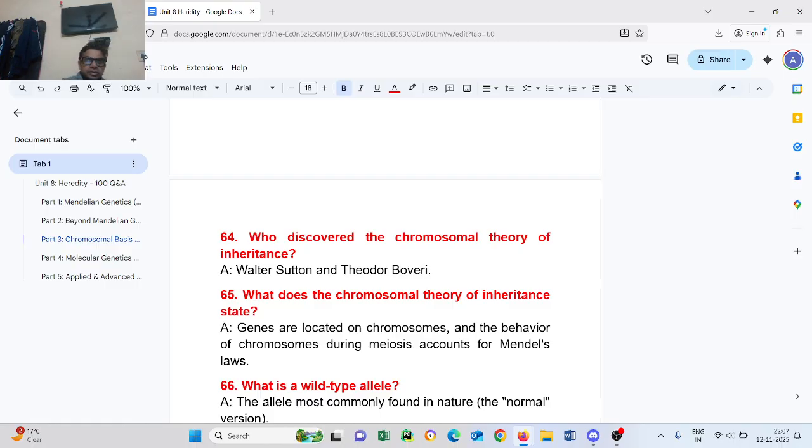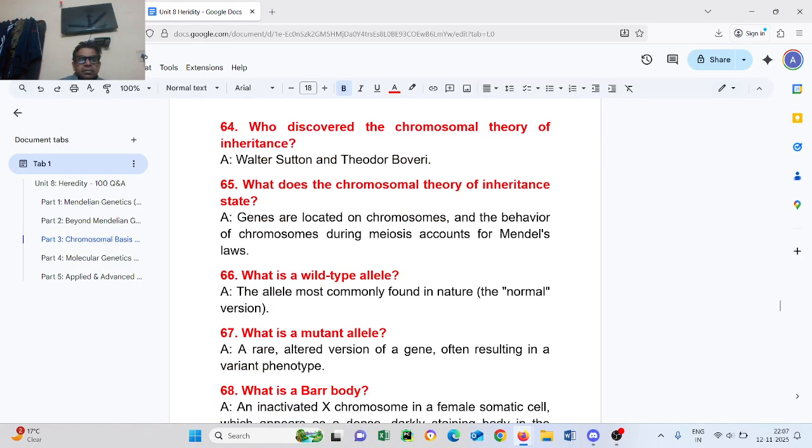Question number 66. What is a wild-type allele? The allele most commonly found in nature, the normal version. Question number 67. What are mutant alleles? A rare altered version of a gene, often resulting in a variant phenotype.